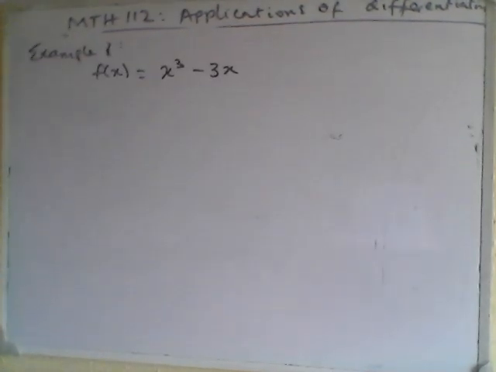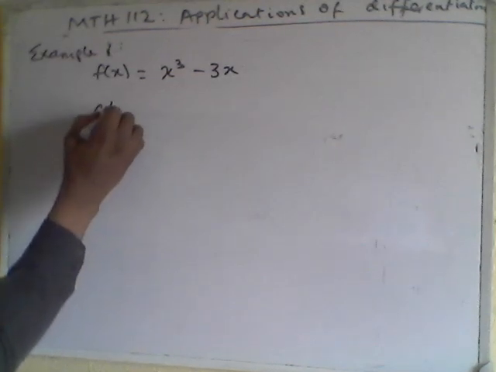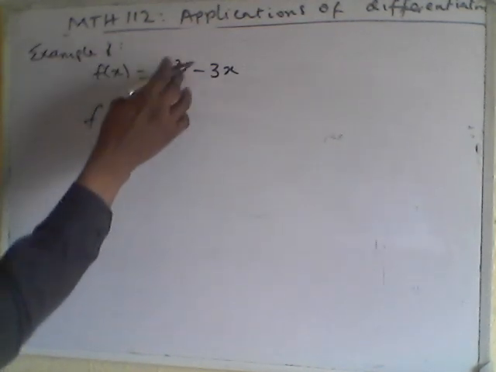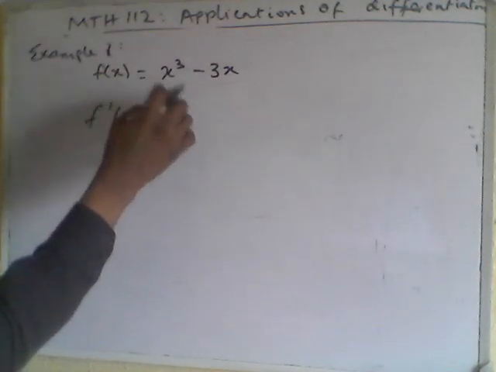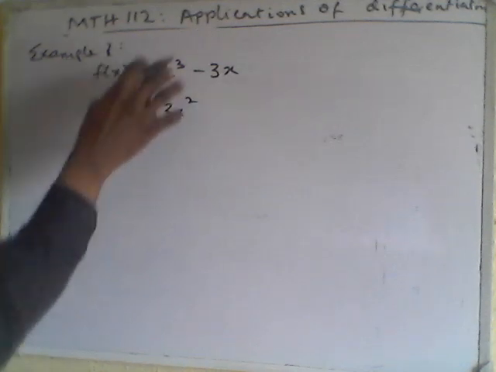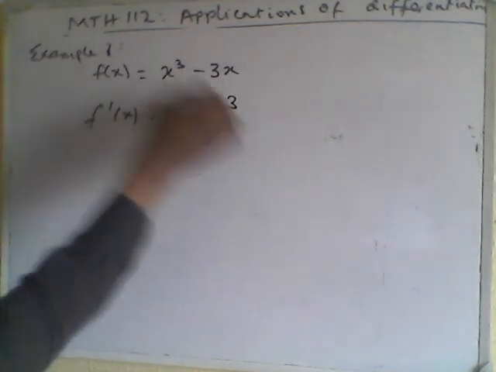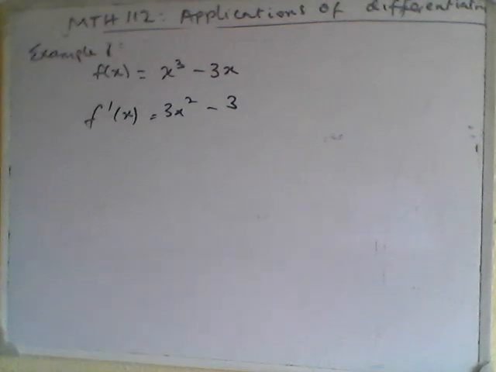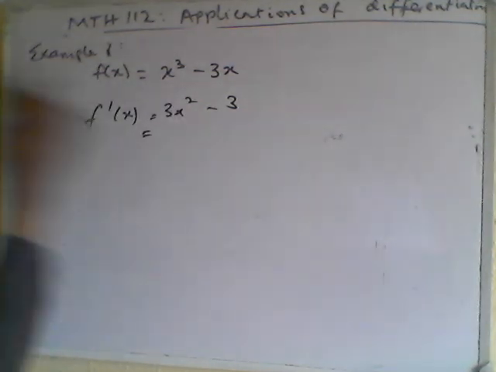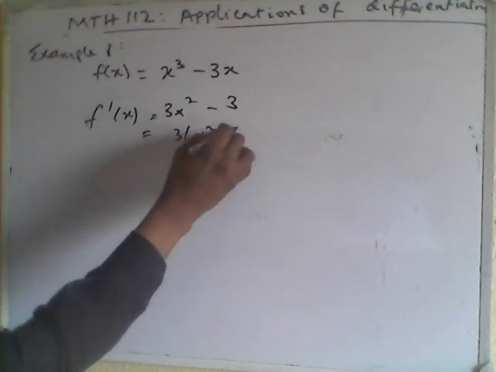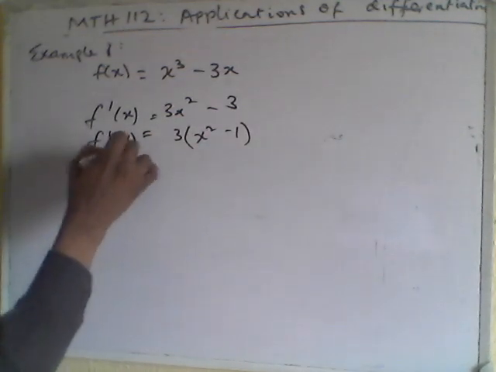Okay, so I have on the board this example, where we first of all find the first derivative. So f prime of x is equal to, you differentiate these terms one after the other. 3 times x is 3x, and 3 minus 1 is 2. So this is the differential of this. Then this is 3, right? Let me just quickly factorize. 3 is common, so 3 outside, then x squared minus 1. So this is the first derivative of this particular function, right?